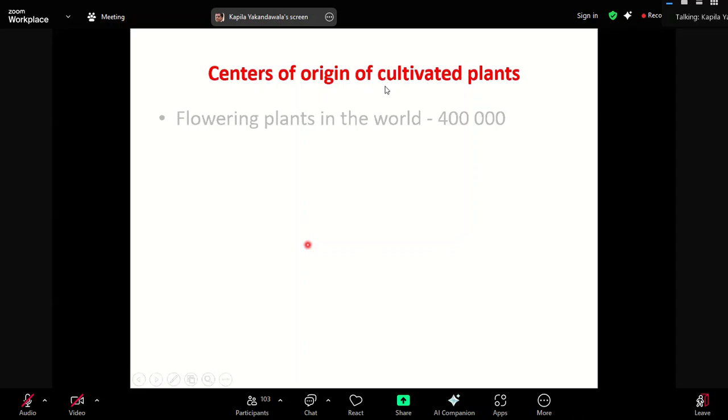Right. Now with that, let me move to the centers of origin of cultivated plants. What is the place of origin of cultivated plants?